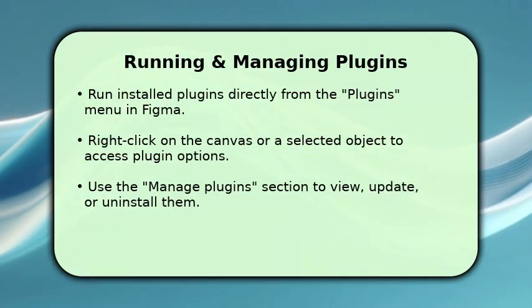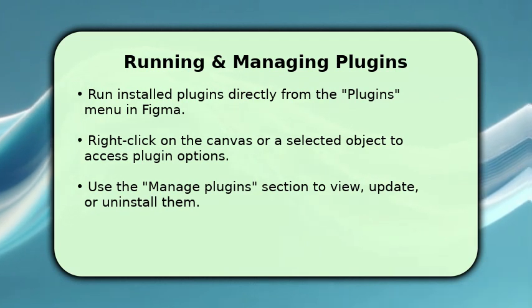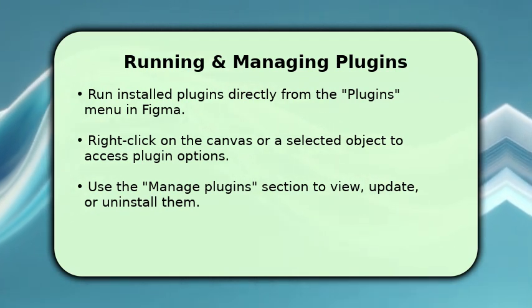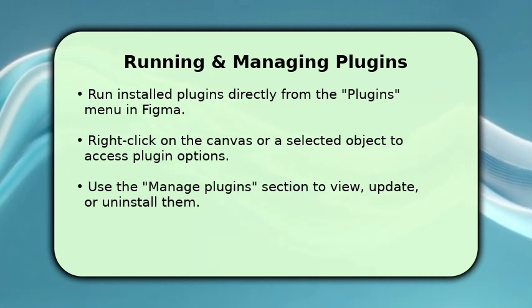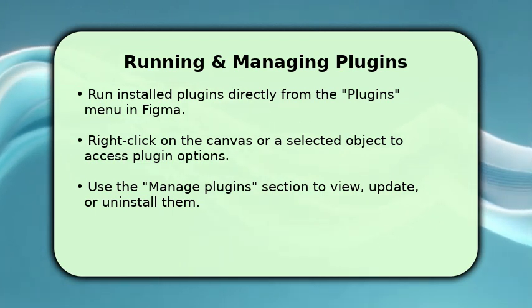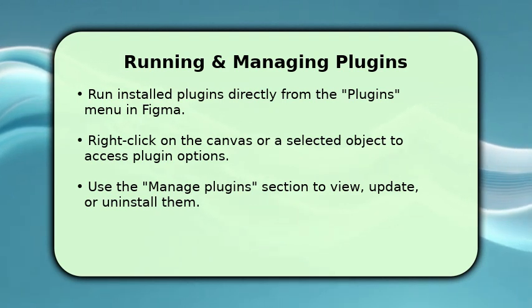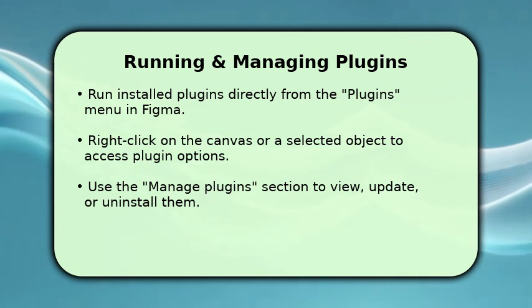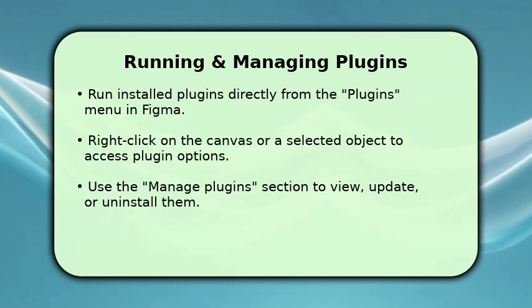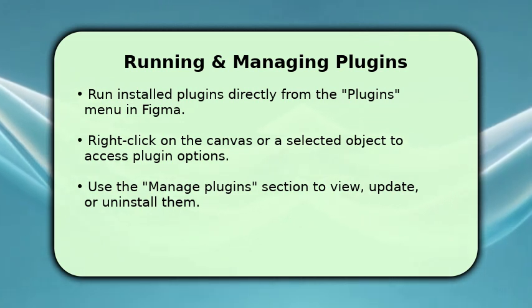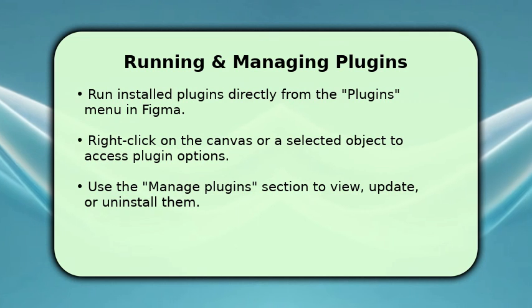Once installed, running your plugins is simple. You can activate them directly from the Plugins menu in Figma or by right-clicking on your canvas or a selected object to reveal context-specific options. To keep your workspace tidy and efficient, use the Manage Plugins section. Here, you can easily view all your installed plugins, update them to their latest versions, or uninstall any that you no longer need. Many plugins also offer customizable settings to tailor their functionality.